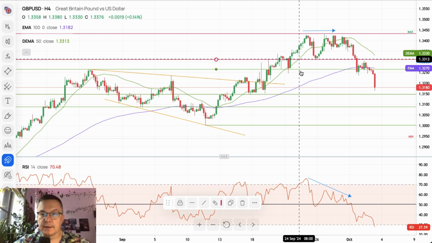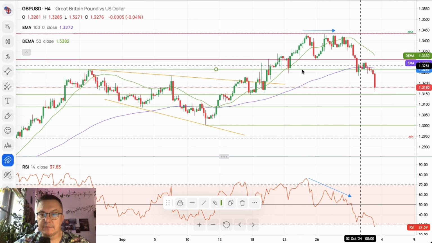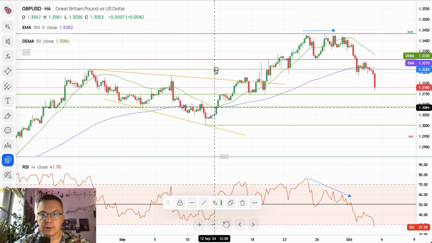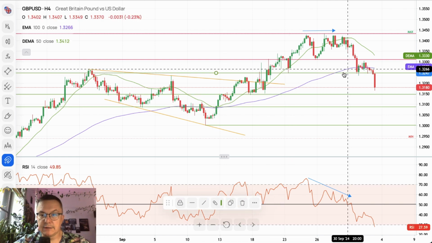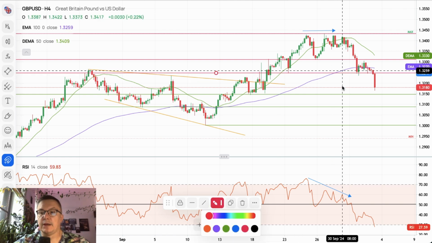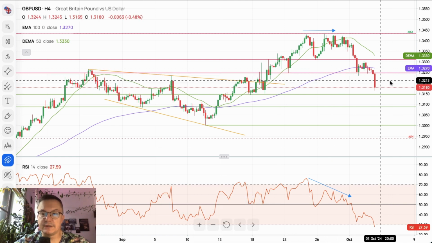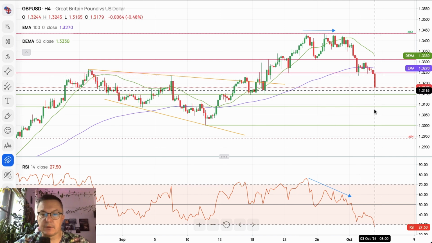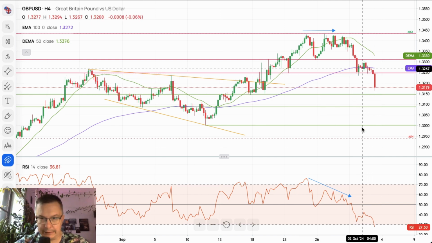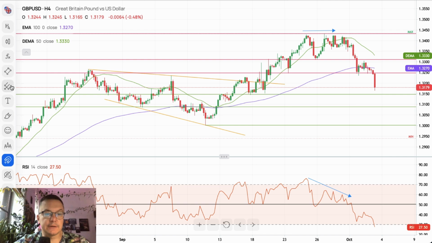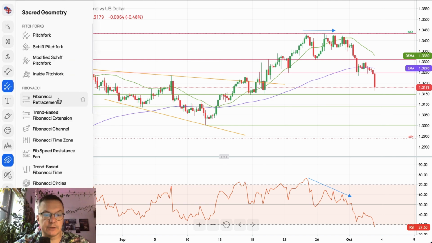1.3311 is the technical level here. As you can see, the market doesn't actually react to this swing high. We need to move it a little bit lower, and this is much better for the trading setup. 1.3247 is another technical resistance, and we are eventually approaching support. So it's looking very good for the bears, very good for the current situation on the British pound.